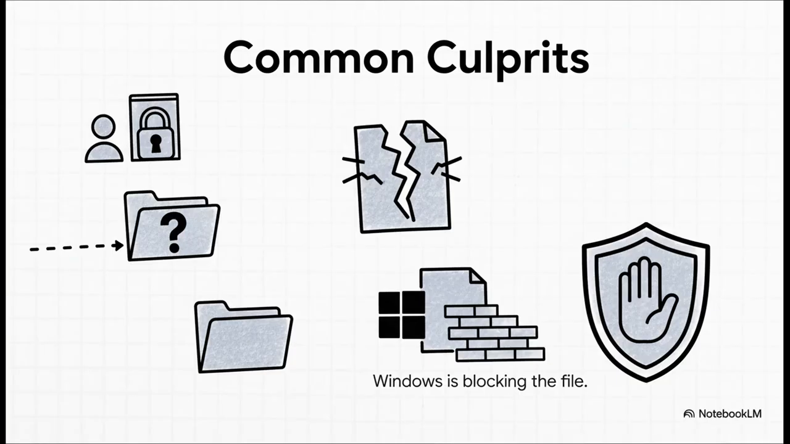These are pretty much the main reasons you'll see this error. It could be that you just don't have permission, kind of like not having the key to a locked room, or the file might literally be gone. Maybe it was moved or deleted. Maybe it's on a USB drive that's not plugged in. It could even be a broken shortcut. And finally, sometimes your own computer's security is being a little too protective and blocking the file itself.